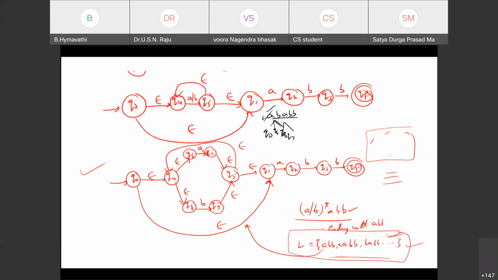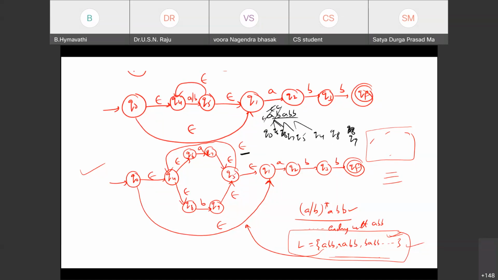How do you say it is going for B? Because there is one epsilon here. So Q7 on epsilon, I can assume any number of epsilons now. So I'm assuming Q7 on epsilon goes to Q5. Then Q5 on epsilon, Q4. Then Q4 on epsilon, Q8. Then Q8 on B, Q9. Okay, so B is over.